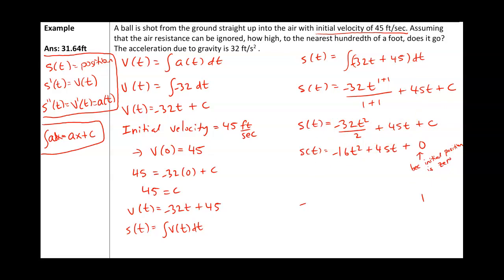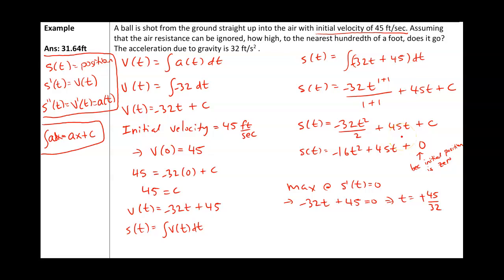And then c is going to be the initial position. But the initial position is 0, because if time hasn't started, the particle isn't moving anywhere. Or in this case, it's the ball. The ball isn't moving anywhere. So the initial position of the ball is going to be 0. So our position function is going to be negative 16t squared plus 45t, and the 0 we can ignore.